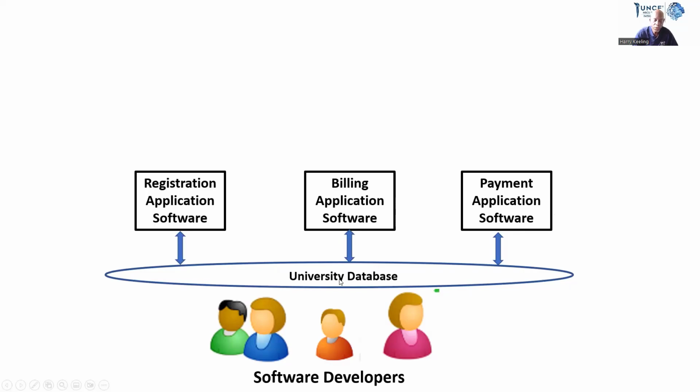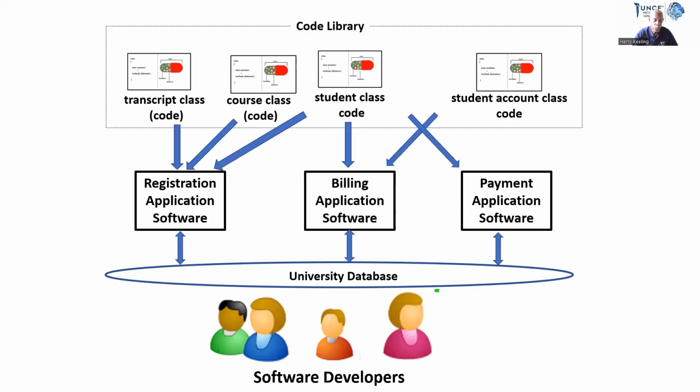So in your application code, you'd want to have the definition of classes and the use of objects from a code library. So here is a hypothetical code library illustration. And in this code library, this is the actual library of the actual code for the transcript class, for the course class, for the student class, and for a hypothetical student account class.